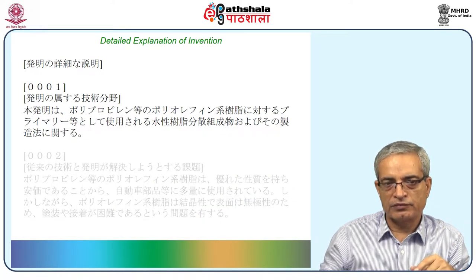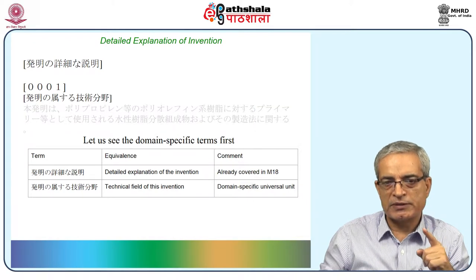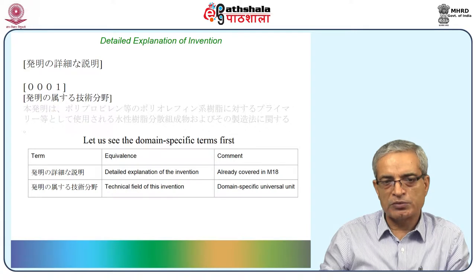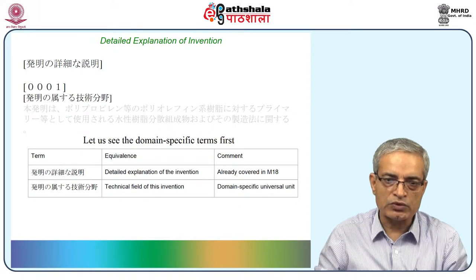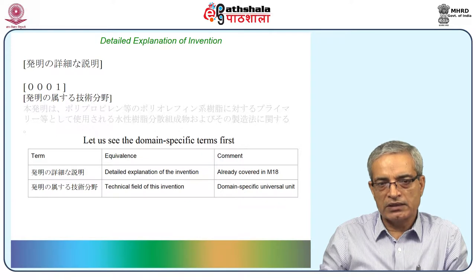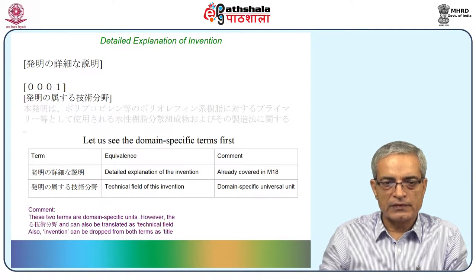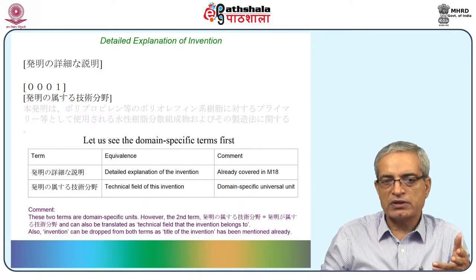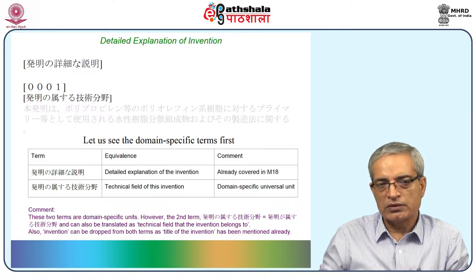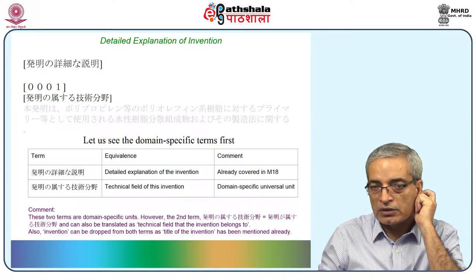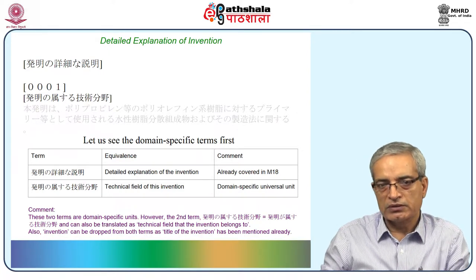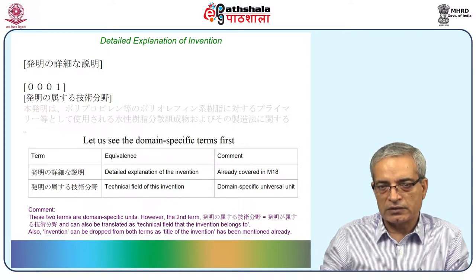First, let's see the first part. If we see the domain specific terms, that is Hatsume no shousai na setsume, detailed explanation of the invention. This is already covered in module 18. Then Hatsume no zokusuru gijitsu bunya, this is the technical field of this invention, a domain specific universal unit. These two terms are domain specific units. However, the second term, Hatsume no zokusuru gijitsu bunya, is the same as Hatsume ga zokusuru gijitsu bunya, and can also be translated as technical field that the invention belongs to. Then also invention can be dropped from both the terms, that is, title of the invention can be only title. It has been mentioned already.